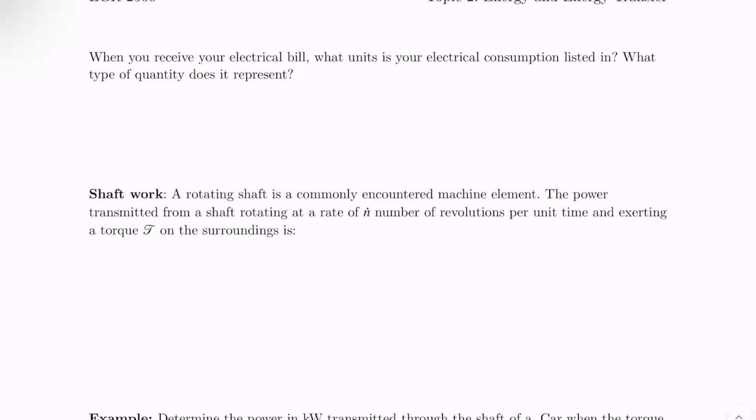Okay. So, question for you. If any of you have an electric bill, what units is your electrical consumption listed in? Does anybody know? Kilowatt hours, right? Yeah. So it'll be printed out as a kilowatt hour. So this is 1 kilowatt times 1 hour, which is an energy quantity.